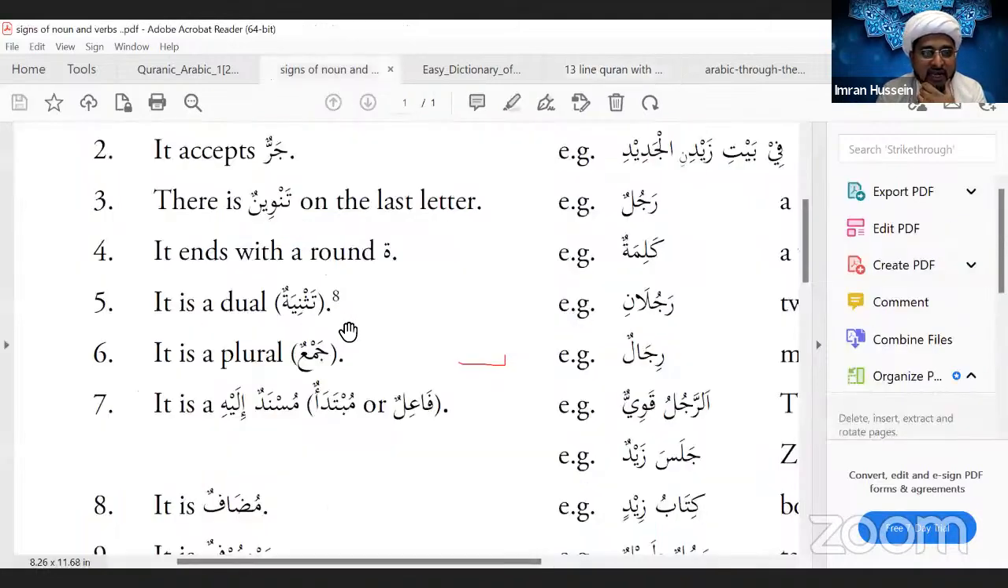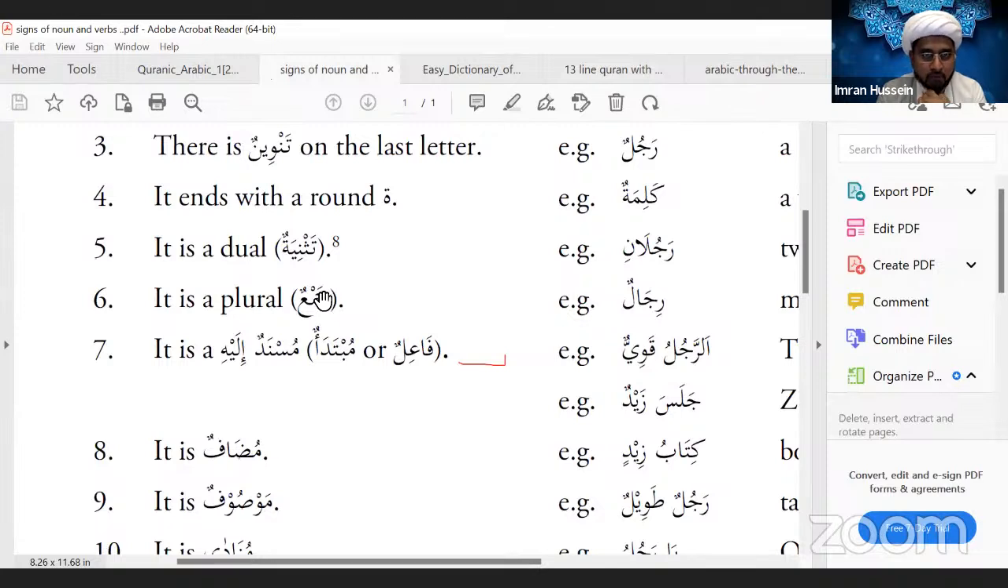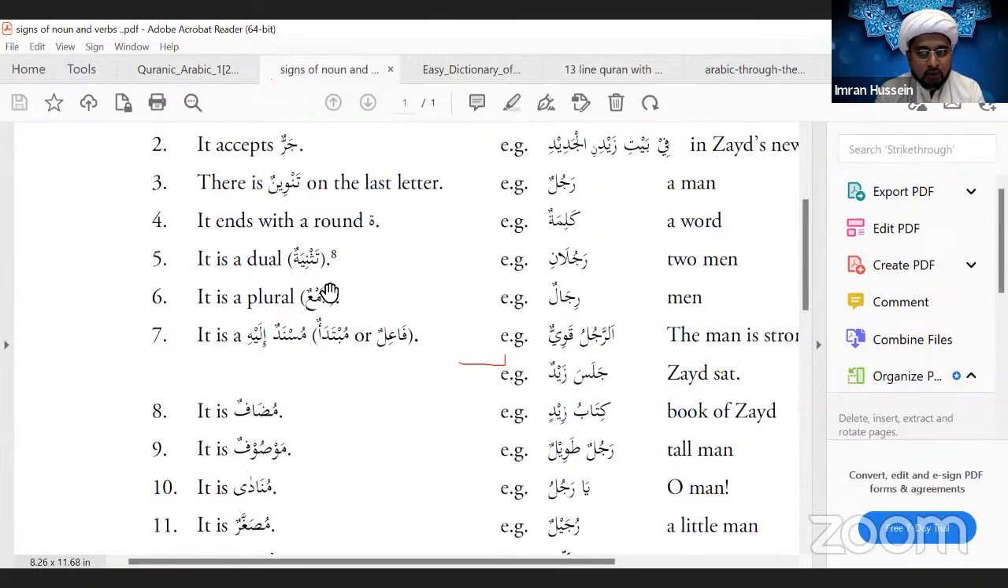The next one is tathniyatun and jam'un. In the English language, we don't have this concept of dual. Dual is something which indicates two individuals. That is called tathniya. And in English, anything more than one is a plural. But in the Arabic language, that is not the case.